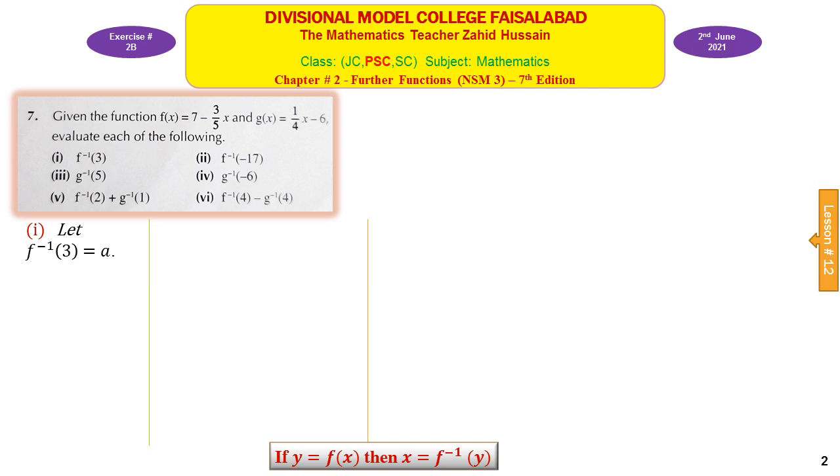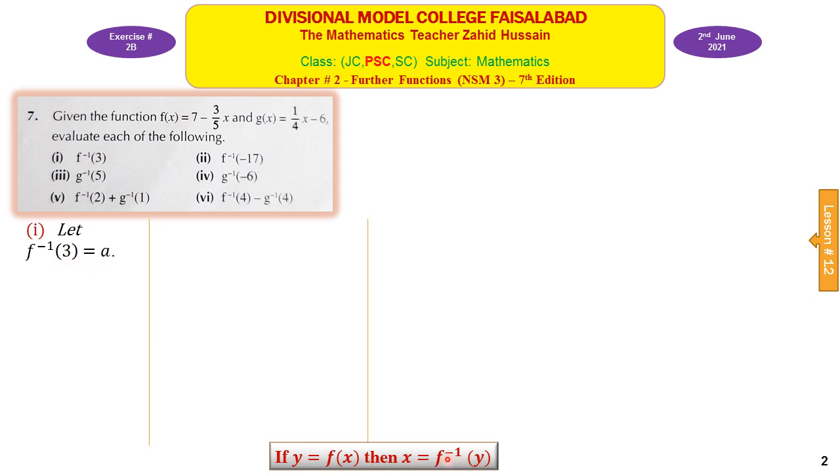Now here you are asked to find the value of the inverse function of f when x is equal to 3. We suppose that this value is equal to a. There will be an inverse function of f when we put x equal to 3 in that function. There will be some value of that function. So we suppose that that value is a. Now this is f inverse y is equal to x. In this case y is 3 and x is a.